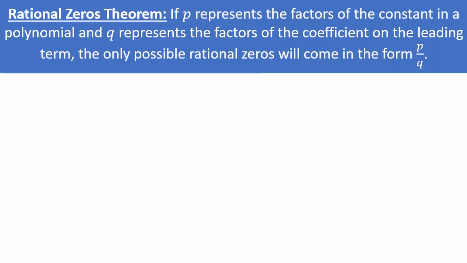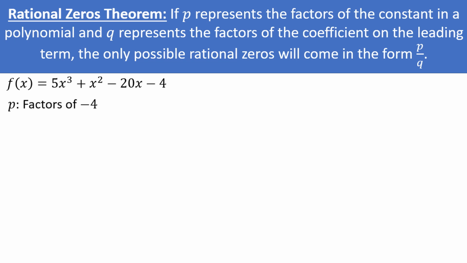The rational zeros theorem says that if p represents the factors of the constant in a polynomial, and q represents the factors of the coefficient on the leading term, the only possible rational zeros will come in the form p divided by q. This allows us to create a list of potential rational zeros for any polynomial to then plug in to see if they are true zeros. For example, take f of x is equal to 5x to the third power plus x squared minus 20x minus 4.